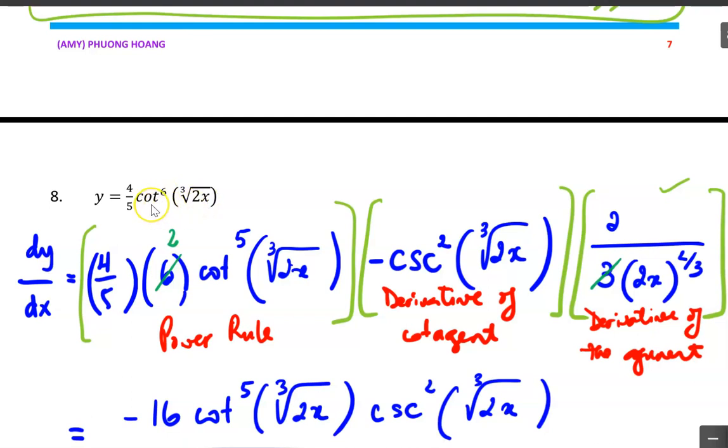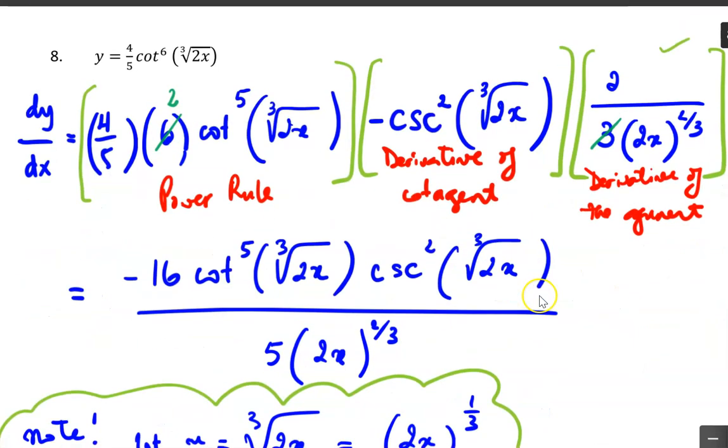So the derivative of cotangent of this argument is negative cosecant squared of the exact argument again. Okay, and the very last step is to take the derivative of the argument, and they all multiply with each other.